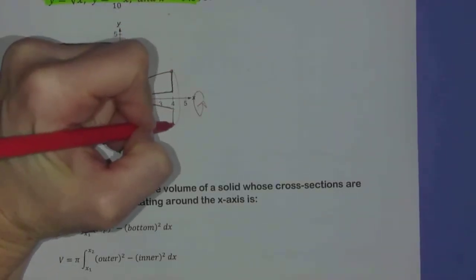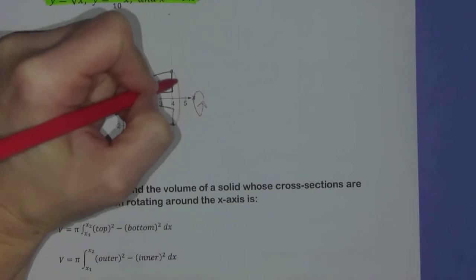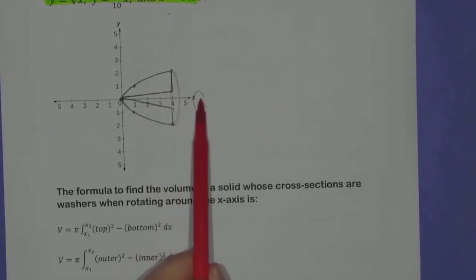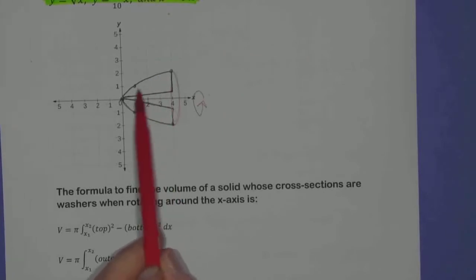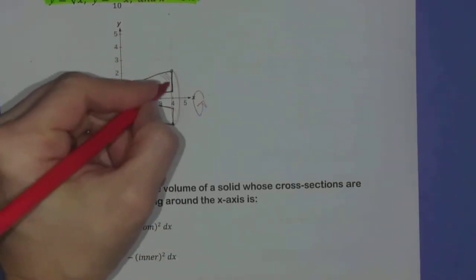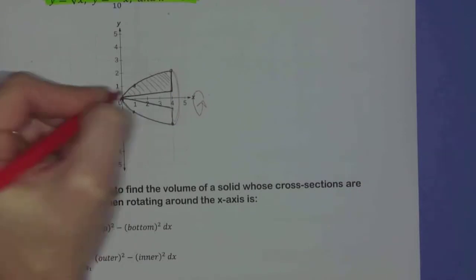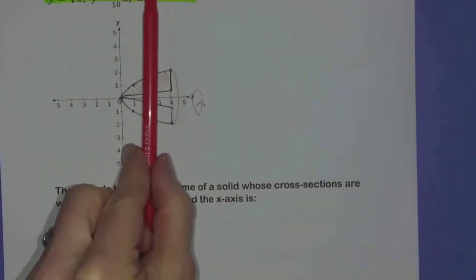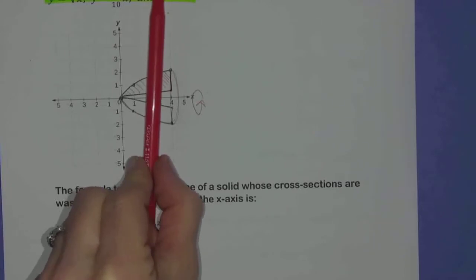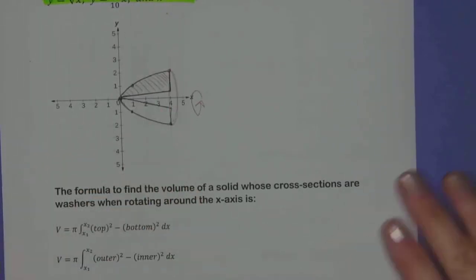Now here's the deal. Whenever you have a gap, and when I say gap, I'm talking about this part right here. See how there's a gap between the axis that you're spinning around and the space that you originally bounded? So if you look at this space right here, there is a gap between that shading and the axis you're spinning around. When that happens, you know your cross-section cut perpendicular to the x-axis is going to be a washer. So let me draw the washer in here.